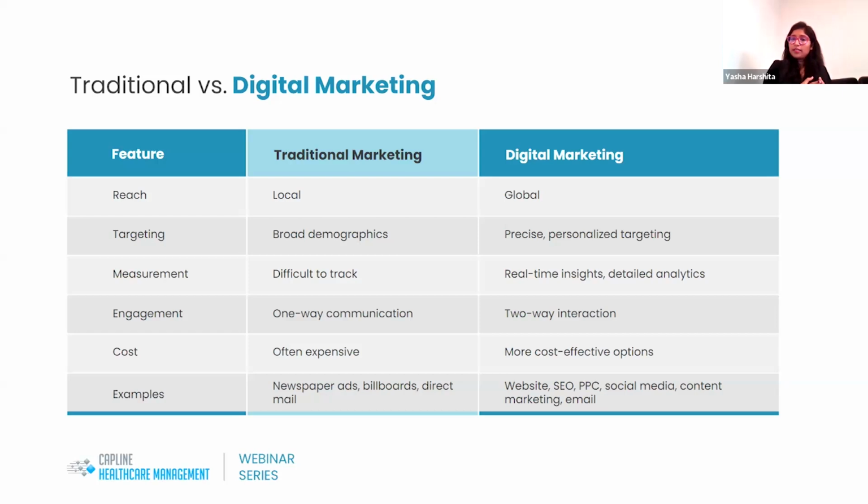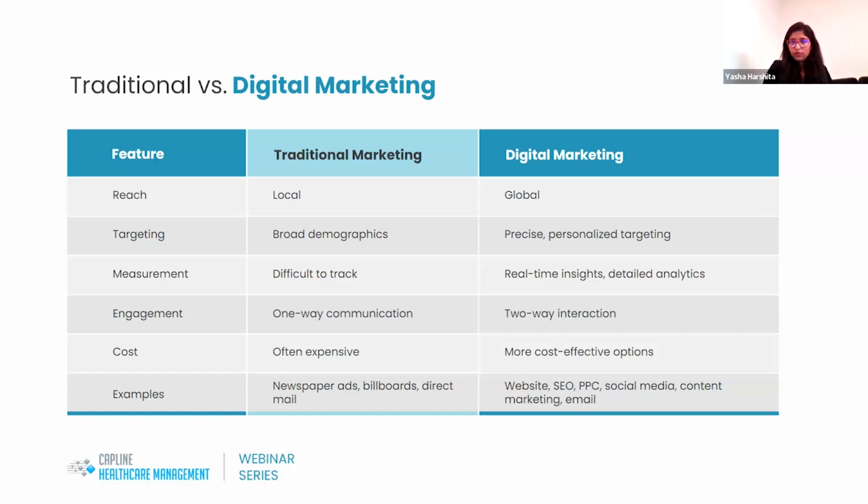The measurement for traditional marketing, again, is very difficult to track because you don't really know how many pamphlets or brochures or newspapers have been read by how many people. Of course, you do have a readership number, but real-time insights and detailed analytics are provided by digital marketing efforts only. Now, coming to engagement, traditional is always one-way communication. We see a TV ad, we read a newspaper, and then it is done. It becomes a part of the memory. But digital is definitely a two-way interaction. We are able to engage with our target audiences. We are able to talk to our patients in real time.